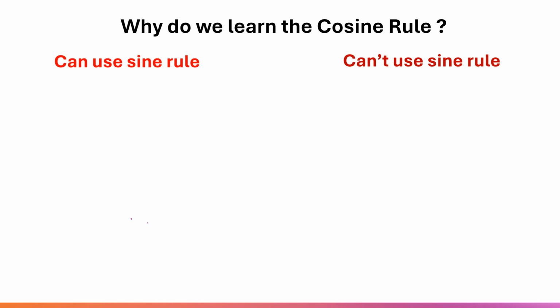Right, so some of you may be wondering, why do we need to learn the cosine rule? Isn't the sine rule sufficient to find sides and angles of a triangle? Alright, let's do a recap on when we can actually use the sine rule. If you're given a triangle and if you're given two angles and a side, then you can use the sine rule as demonstrated on the screen.